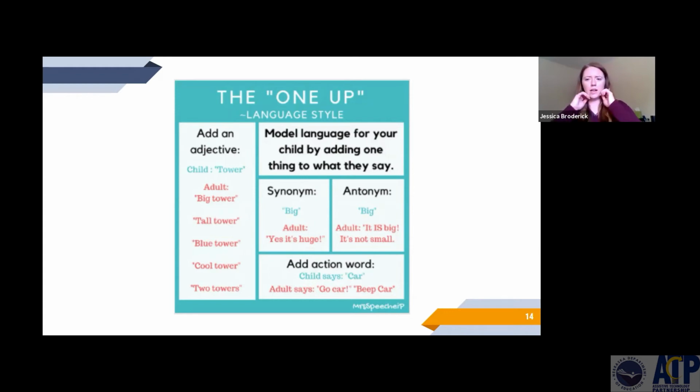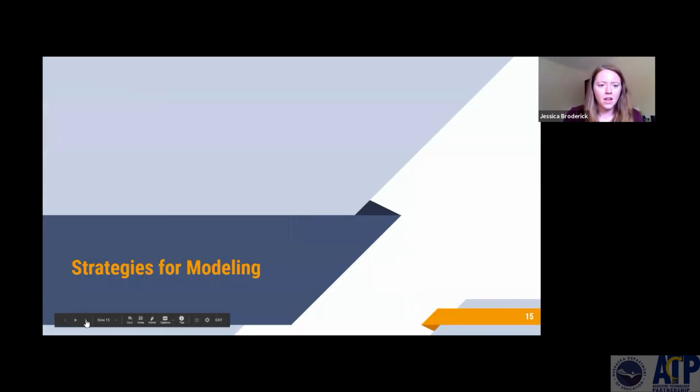And so these are things that we do naturally, I think, with little kids. And so it's important to do this with our AAC users as well. So strategies. So what can you do? How can you make this successful?